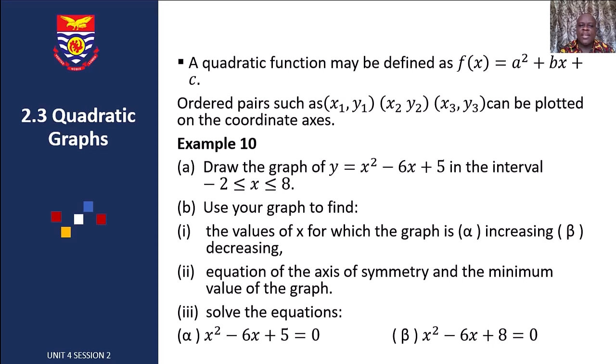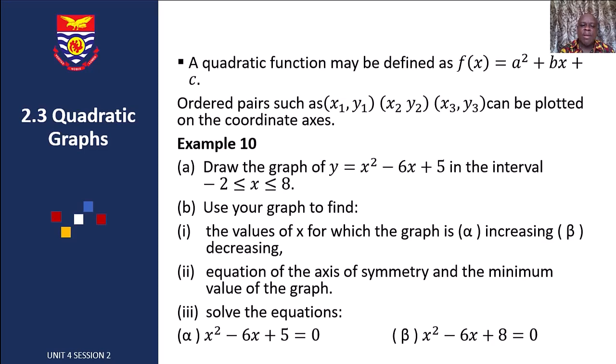Example 10. Draw the graph of y is equal to x squared minus 6x plus 5 in the interval -2 less than or equal to x less than or equal to 8. Then part B of the question. Use your graph to find: Roman number 1, the values of x for which the graph is alpha increasing, beta decreasing. Roman number 2, the equation of the axis of symmetry and the minimum value of the graph.